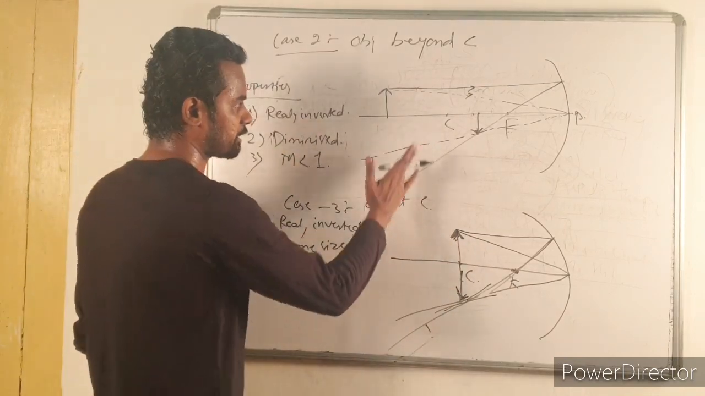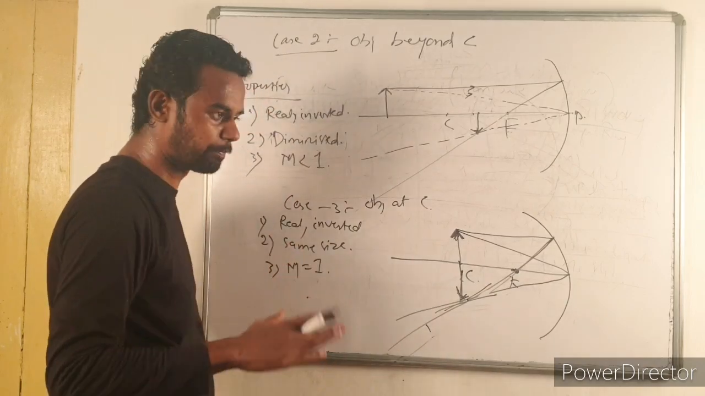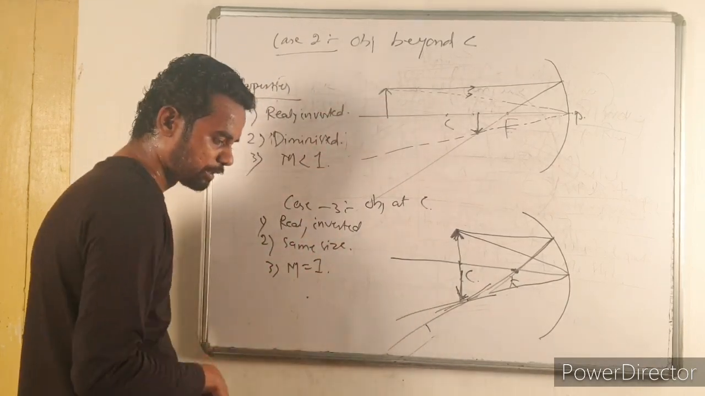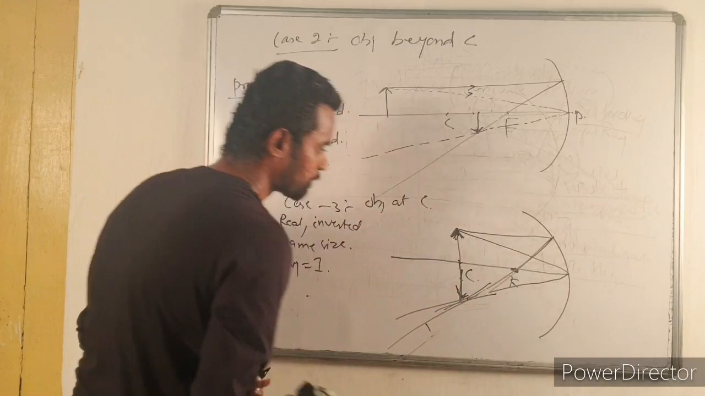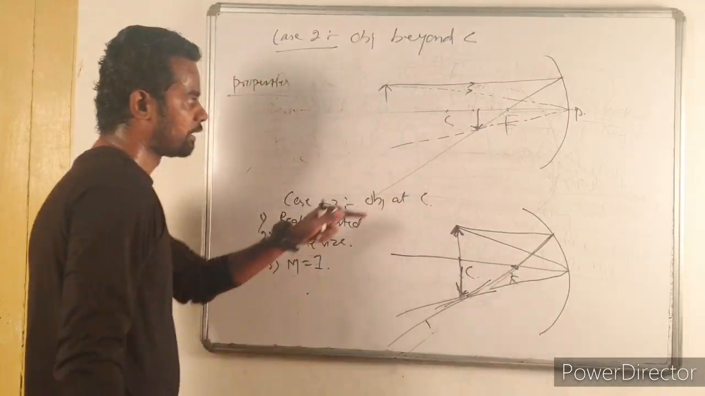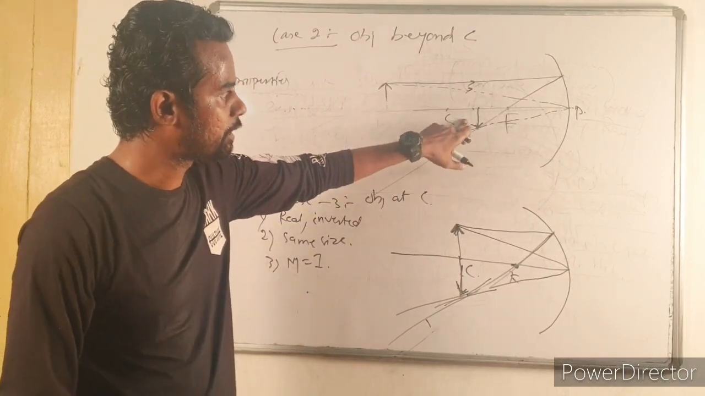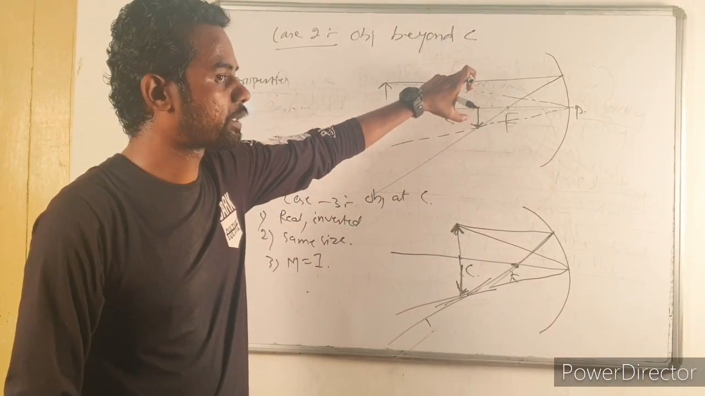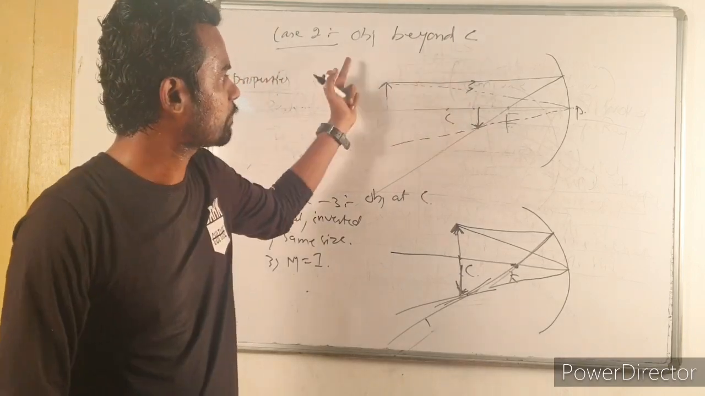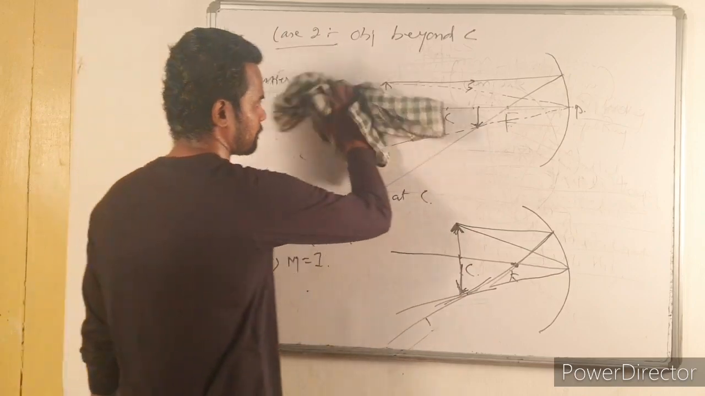In all other cases, if the object is beyond C, it will not form an image equal to the size of the object. So this is one of the big questions. In this case also, a concave mirror forms an image with a magnification less than 1. What is the object position? It will be beyond C.